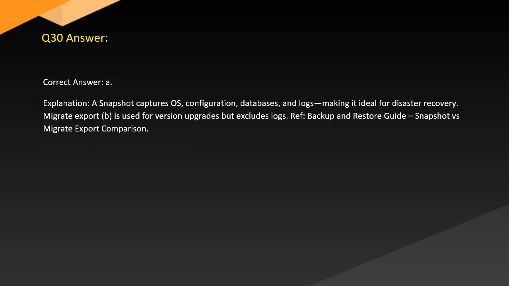Answer. Correct answer: A. Explanation. A snapshot captures OS configuration, databases, and logs, making it ideal for disaster recovery. Migrate export (B) is used for version upgrades, but excludes logs. Ref: Backup and Restore Guide, Snapshot versus migrate export comparison.